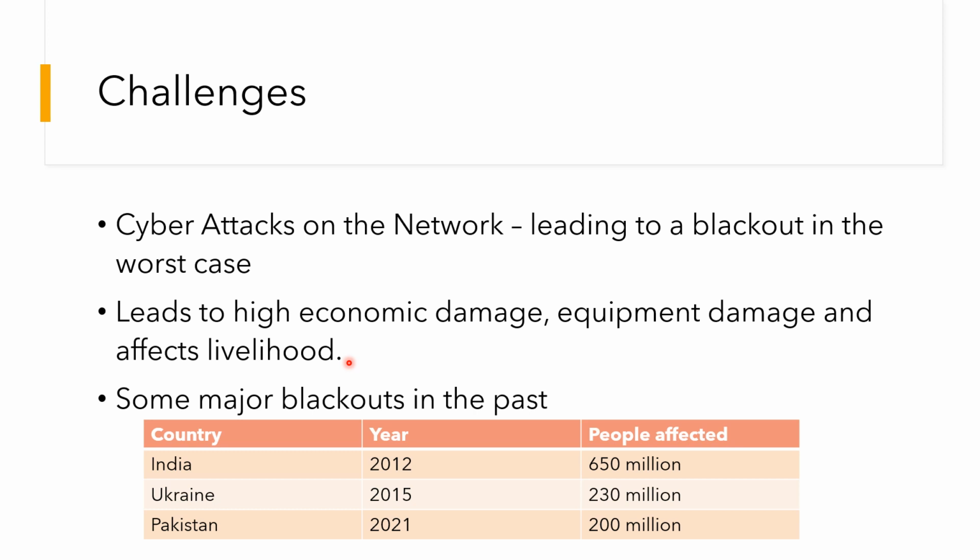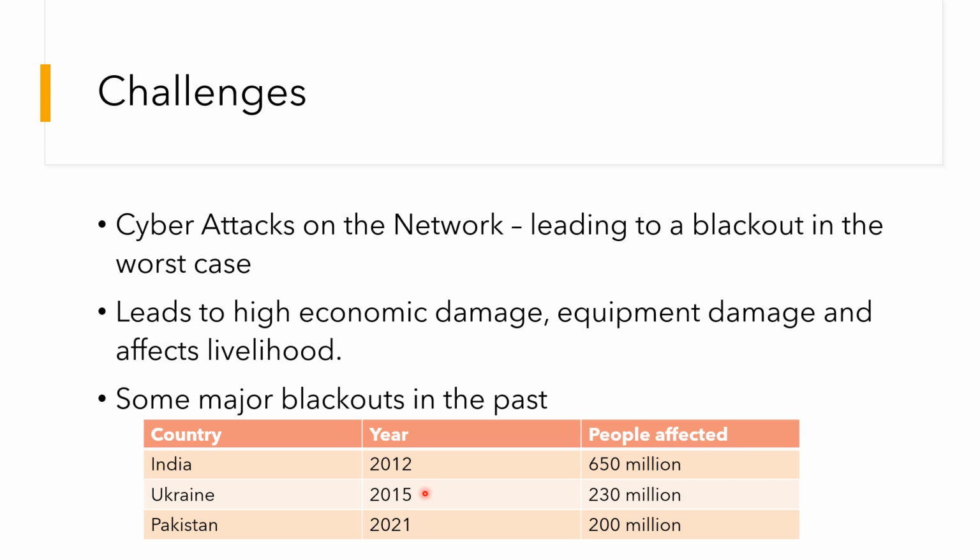Imagine all your electronic devices stopped working, no power, right? It's very difficult to imagine at this point of time given the era that we live in. So there have been some blackouts in the past which have affected a lot of people. The 2012 North India blackout, 2015 Ukraine, 2021 Pakistan.